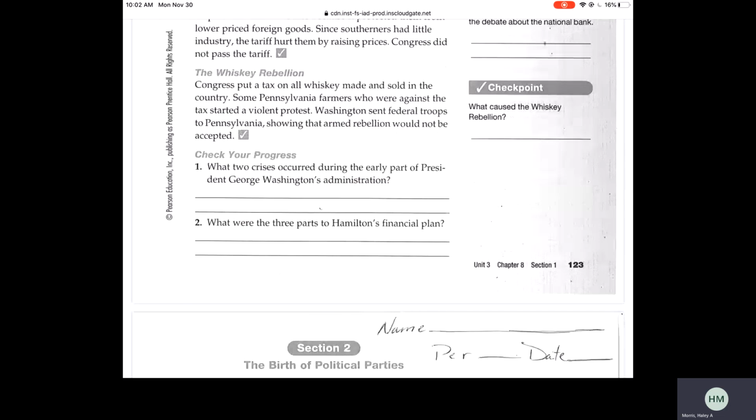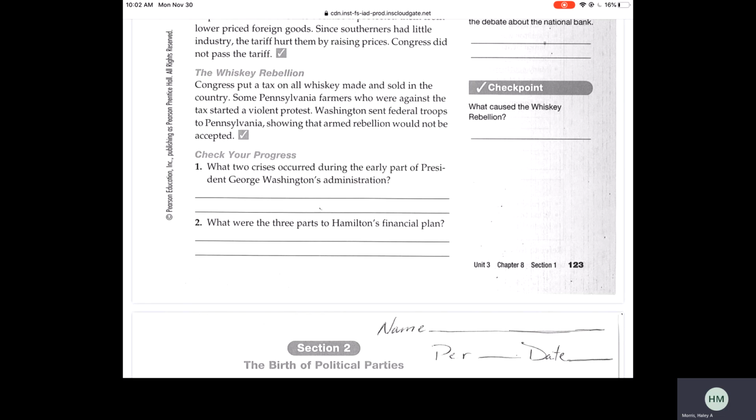The Whiskey Rebellion. Congress put a tax on all whiskey made and sold in the country. Some Pennsylvania farmers who were against the tax started a violent protest. Washington sent federal troops to Pennsylvania, showing that armed rebellion would not be accepted. And so we have our checkpoint question, what caused the Whiskey Rebellion?